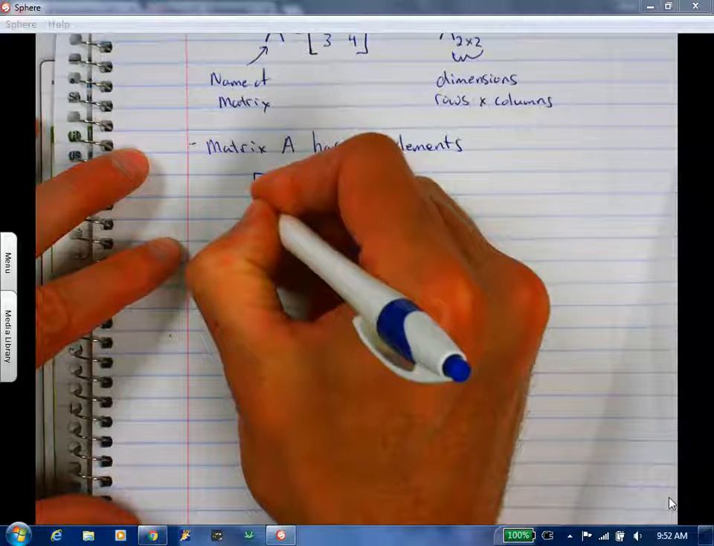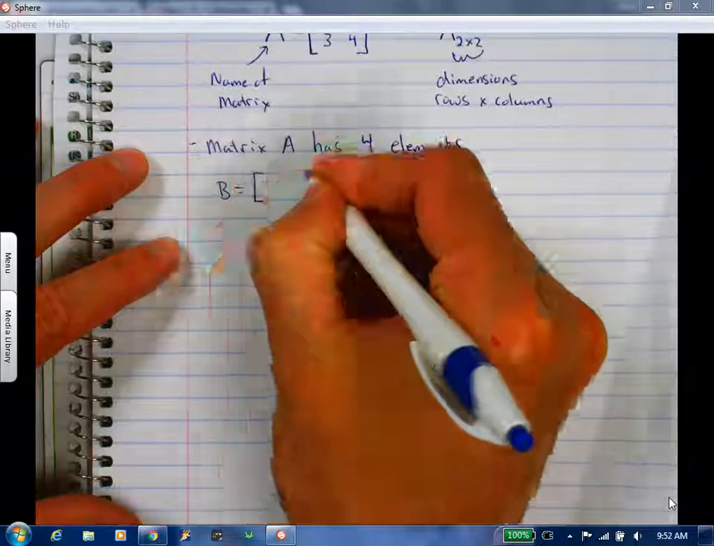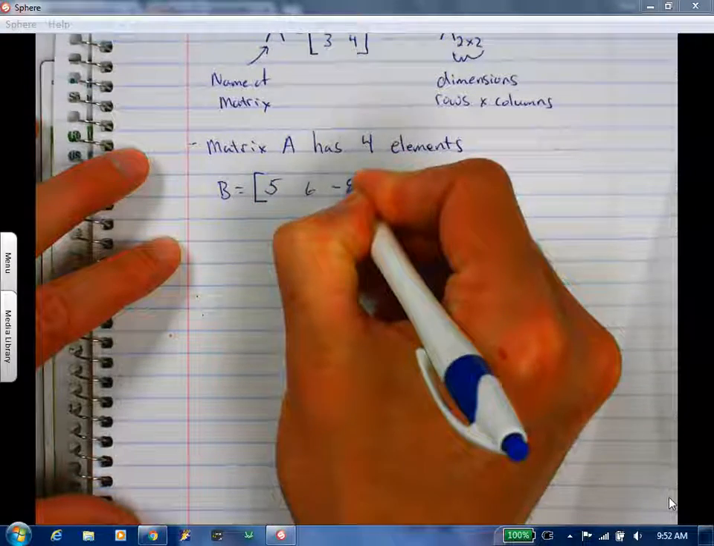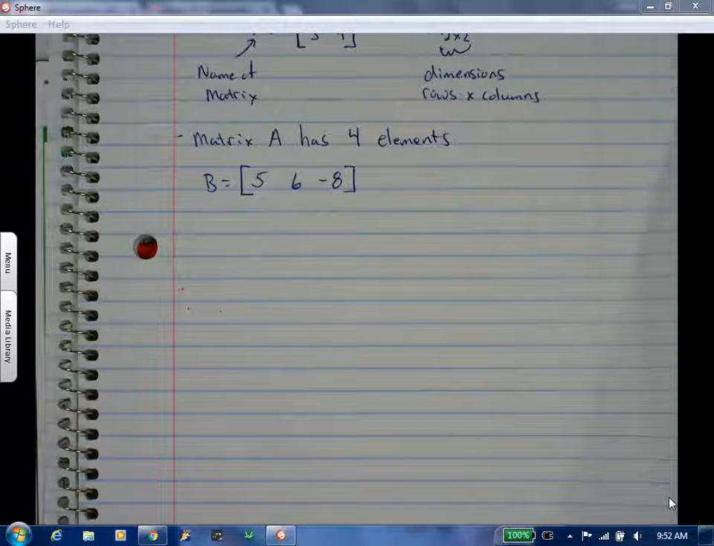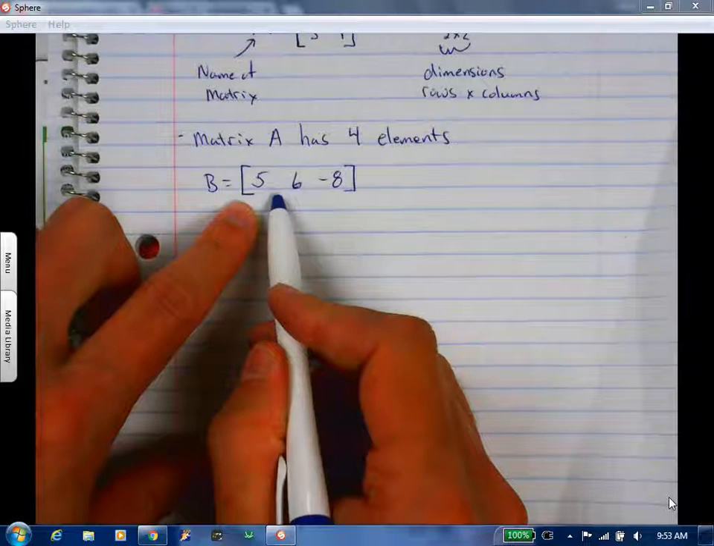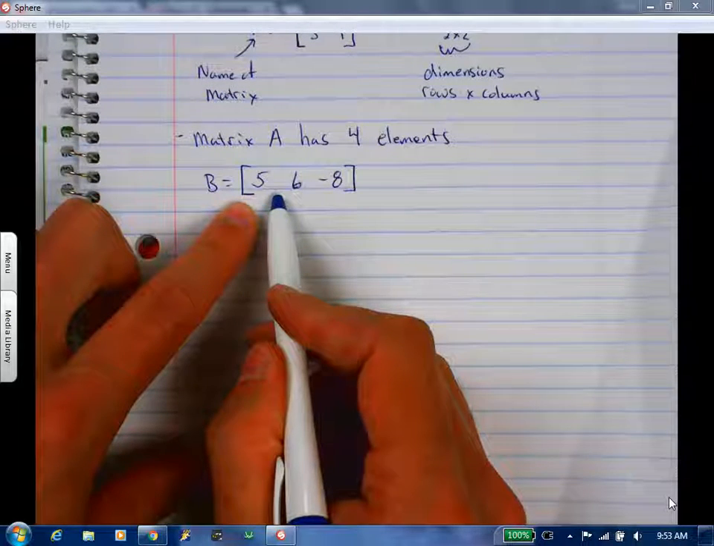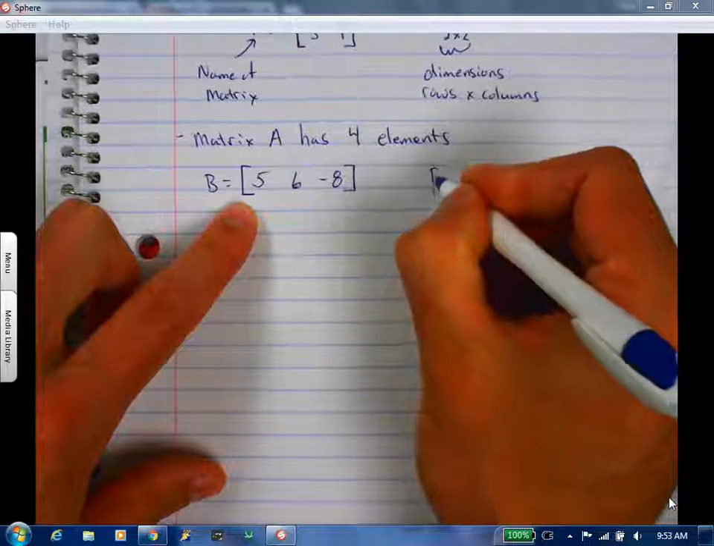Let's say this is B. So B is that right there. How many rows do we have? 1. How many columns? 3. So how many elements do we have? 3 elements: 1, 2, 3. What are the dimensions? 1 by 3. Let's say B is a 1 by 3 matrix.